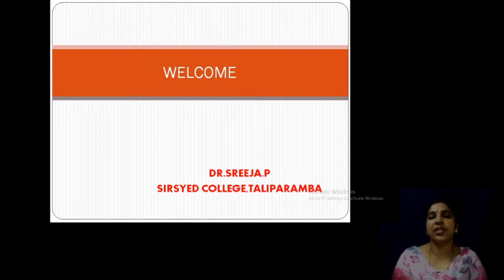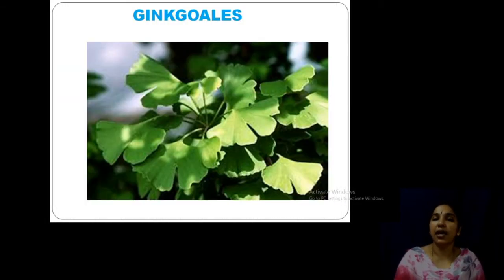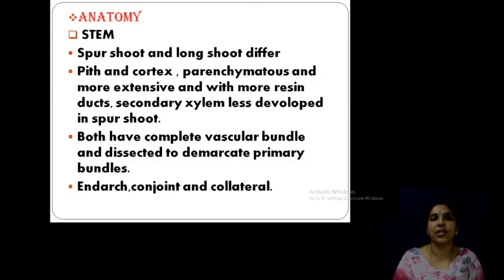In the last class we finished the ginkgoids, their general characters and morphological features. Now we are moving on to discuss the anatomical features of ginkgoids. There are resemblances of ginkgo with other angiosperms and also other gymnosperms. While looking into this anatomy, first we can describe the anatomy of the stem in ginkgo.